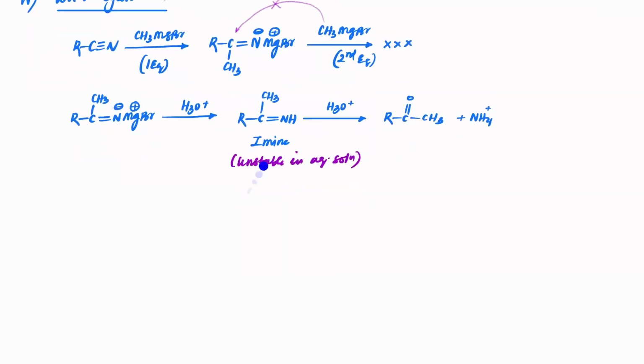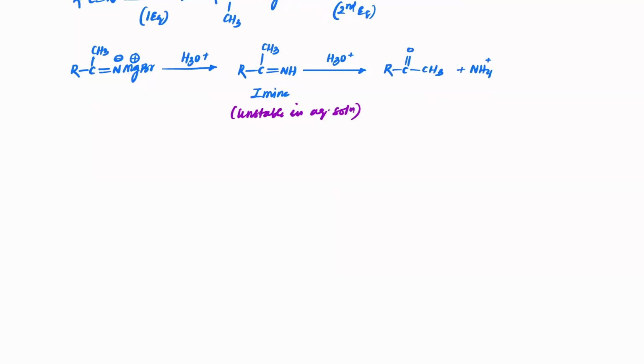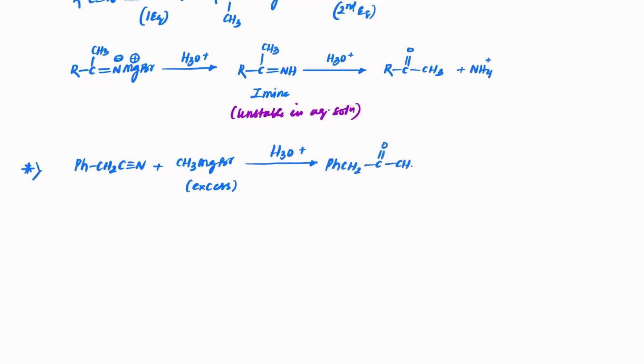Clear? Which means if the reaction is given like this, everybody, suppose I have given PhCH2 C triple bond N, and I'm treating this with CH3MgBr, and I'm taking this in excess. After that, I'm following this with H3O plus. Then what is the product you will report? You will report PhCH2 C double bond O CH3 plus NH4 plus.